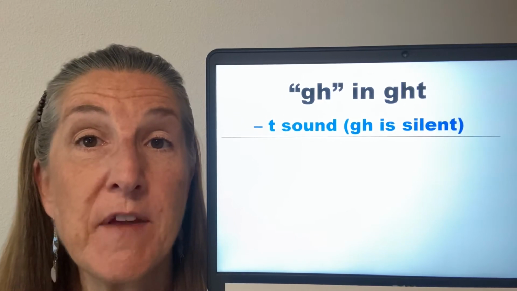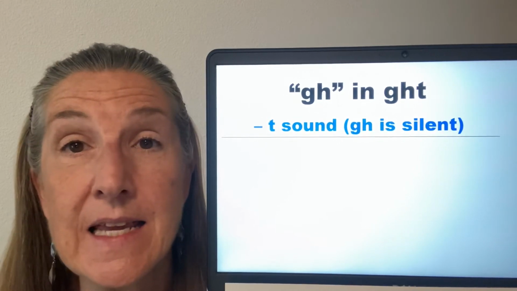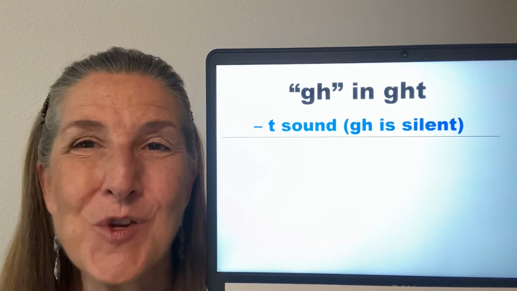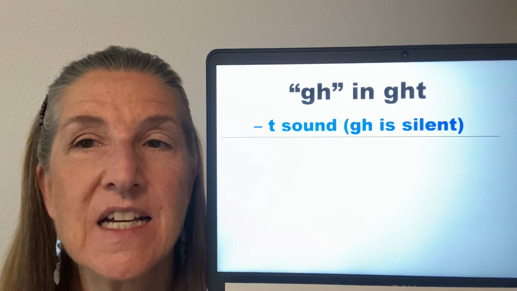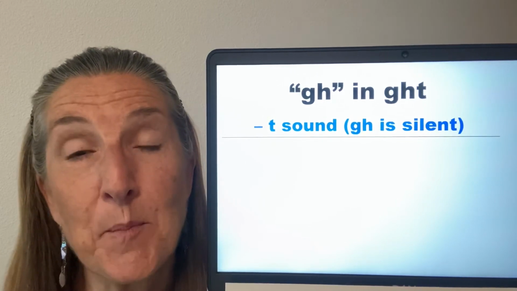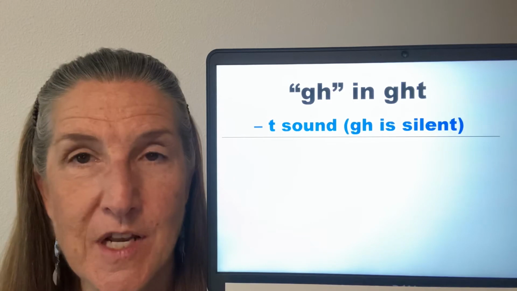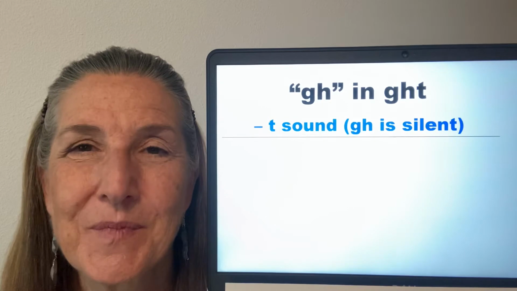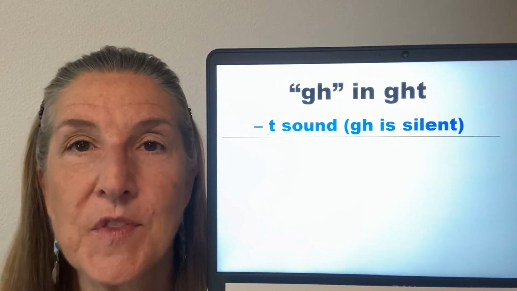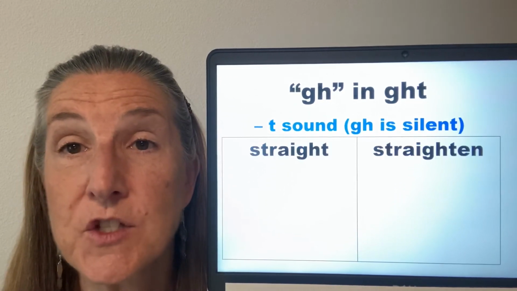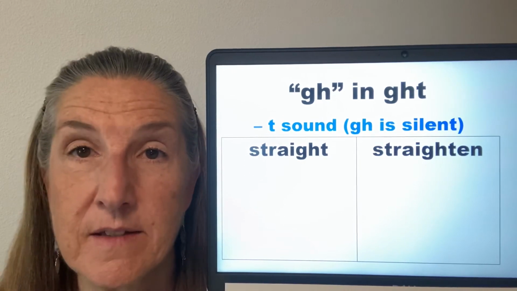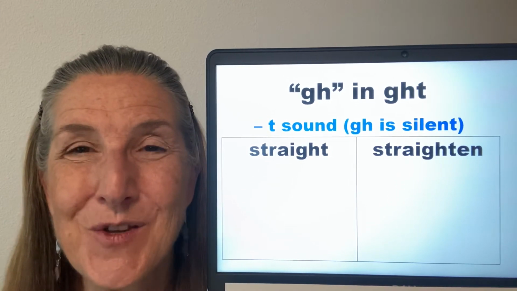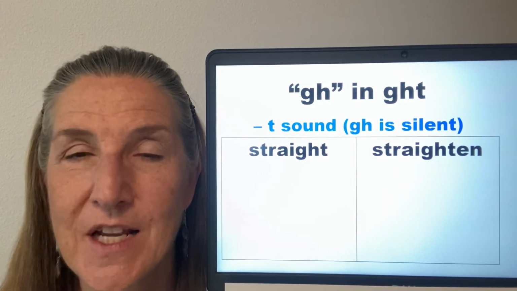Sometimes the GH will be used in combination with a T, and in those instances the GH stays silent and we use just the T sound. And this can happen with a variety of vowel combinations, and it can occur at the end of a word or the middle of a word. So if we have an AI with the GHT, we get words like straight or straighten. And straight is the only common English word that uses the AI with the GHT.